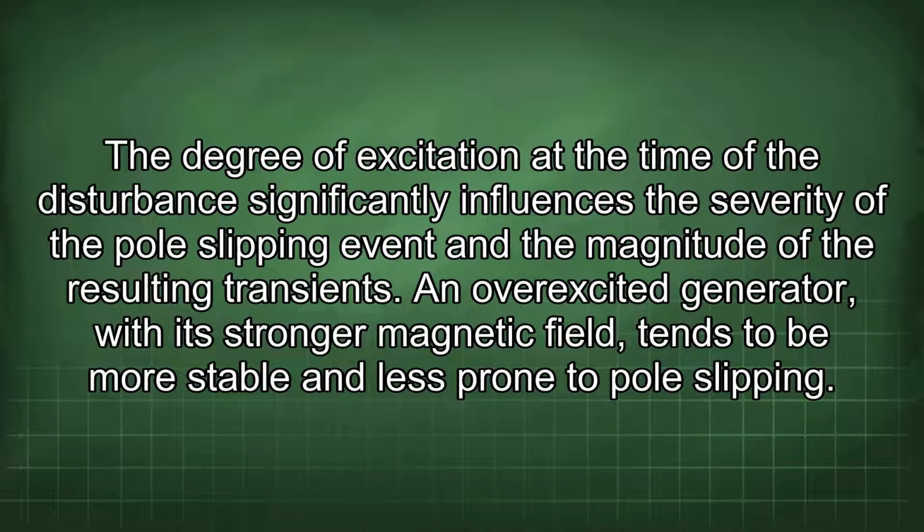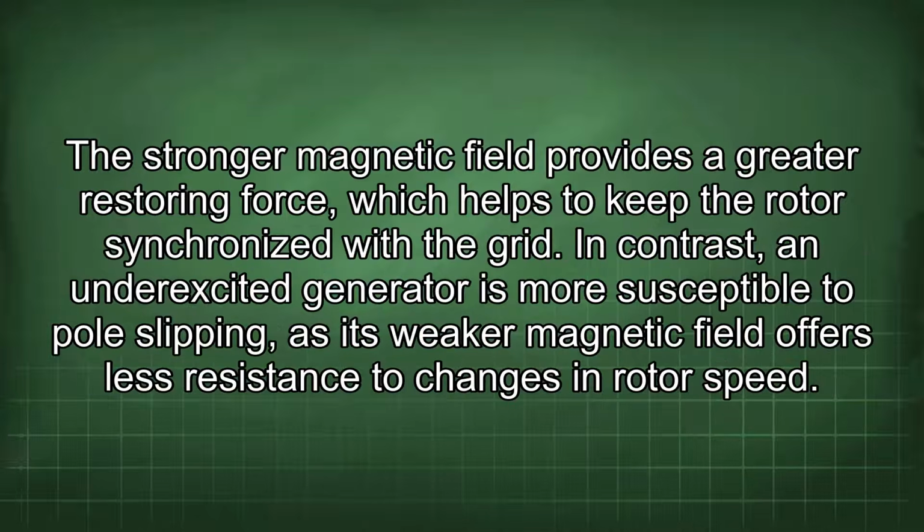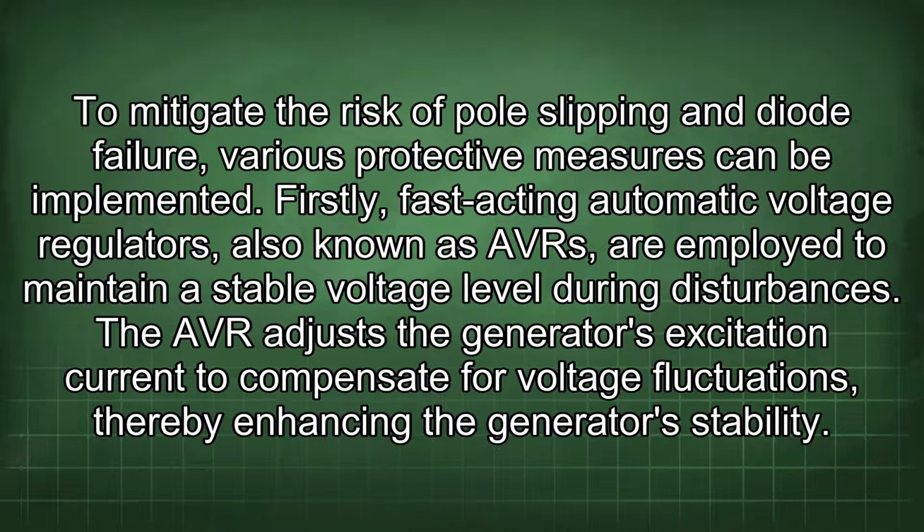The degree of excitation at the time of the disturbance significantly influences the severity of the pole slipping event and the magnitude of the resulting transients. An overexcited generator, with its stronger magnetic field, tends to be more stable and less prone to pole slipping. The stronger magnetic field provides a greater restoring force, which helps to keep the rotor synchronized with the grid. In contrast, an underexcited generator is more susceptible to pole slipping, as its weaker magnetic field offers less resistance to changes in rotor speed. To mitigate the risk of pole slipping and diode failure, various protective measures can be implemented.